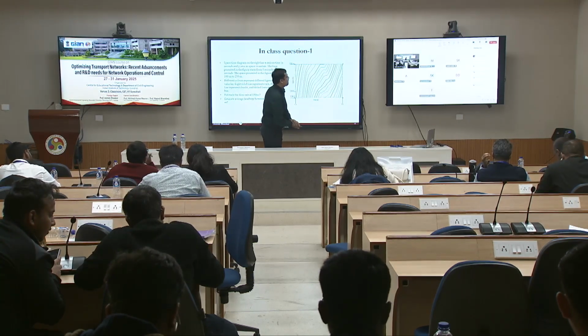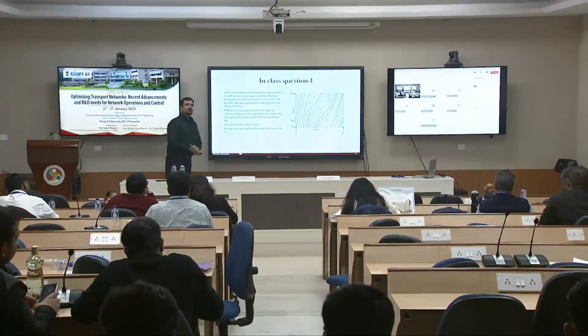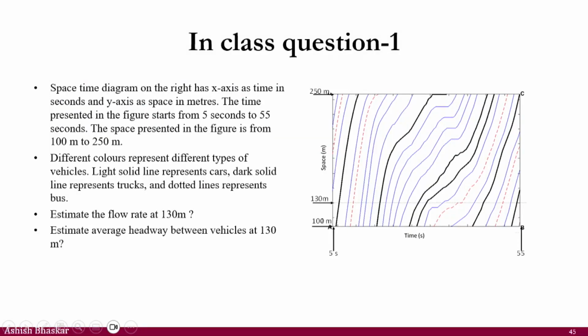I hope the online guys can hear me. That's the question we are going to start with, which is based on the concept we have discussed in the previous talk. There's a time space diagram, the one that you see on your right, where x-axis is the time, y-axis is the space. Let's say this is 100 meters, that's 250 meters. What you want to know is what is the observed value of the flow rate at 130 meters point in the space between, let's say, 5 seconds to 55 seconds. So what's the flow rate we are observing there?